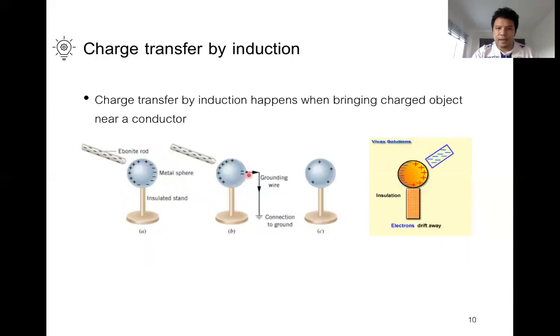But then, if you try to connect the right-hand side with the ground, the ground will allow the charge to flow out to somewhere else. So when we separate the positive charge and negative charge in A, and then we drain out the negative charge to somewhere else, what is left in this picture is the positive charge. So for picture C, this sphere will become positively charged. Okay, so this is the charge transfer by induction.